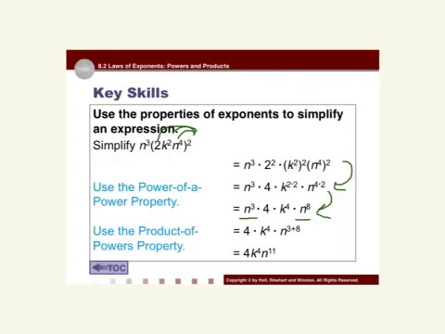Once again, the first thing we did was get rid of the parentheses by using the power of a product. Then we used the power of a power. And then the last property we used was our multiplication of monomials property, which says when you have like bases and you're multiplying, you add your exponents. So we have a final answer of 4, k to the fourth, n to the 11th.